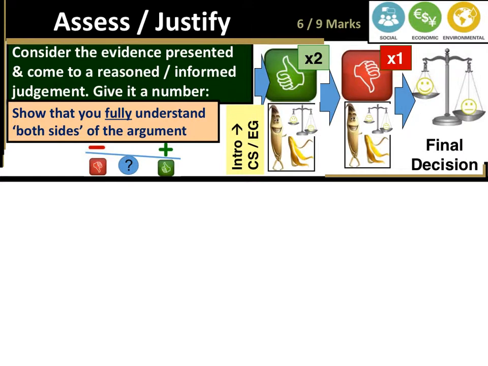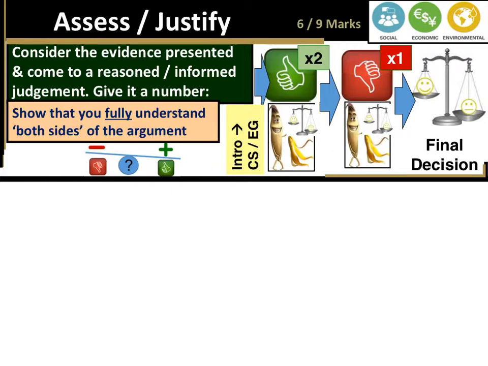For the command word assess, you'll look at the evidence presented and come to a reasoned or informed judgment. For the command word justify, you're going to have to come up with a decision yourself and justify why you think it is correct. For both, you're going to look at the positives and the negatives, a very similar structure to 'to what extent'. As ever, come in with the case studies, the examples, geography words, place names, and also SEE: social, economic and environmental.